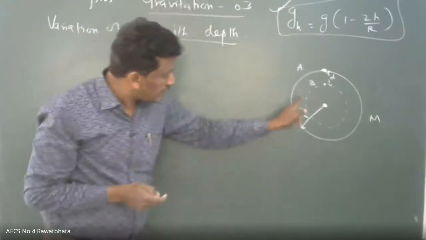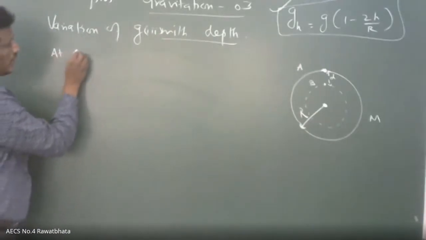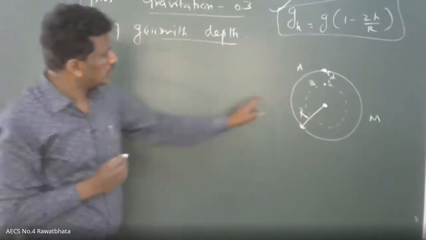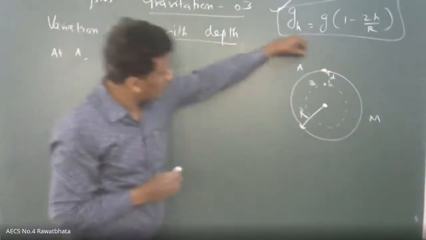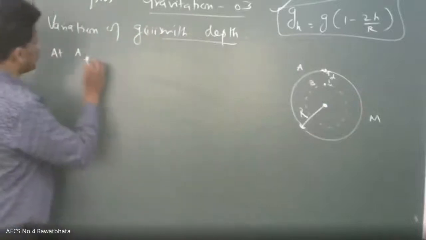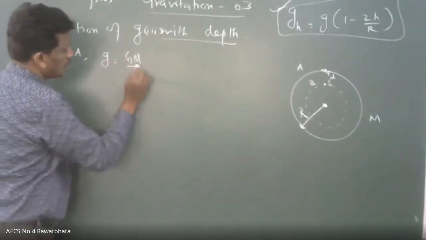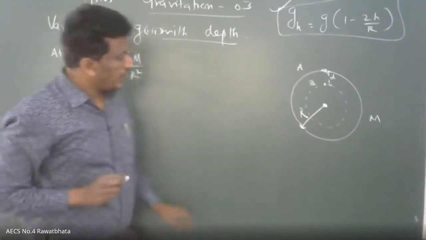But in case of depth, you see. First I am going to take A. At A, what is the acceleration due to gravity? When I am taking it at the surface, the total mass is involved. So small g equals GM by R square.